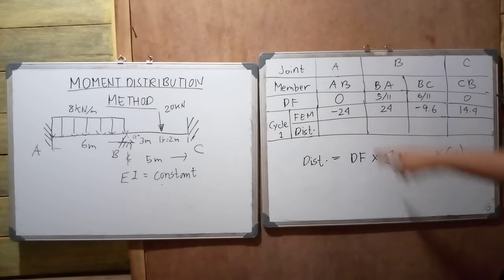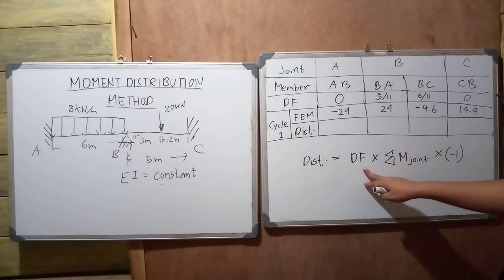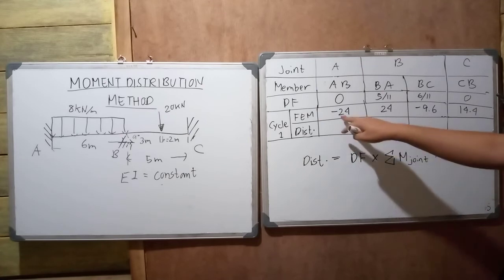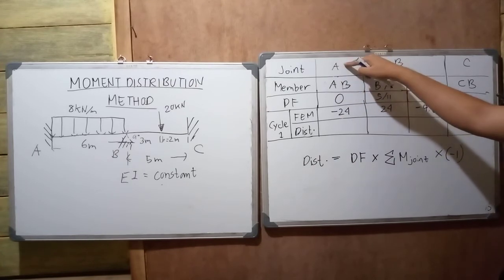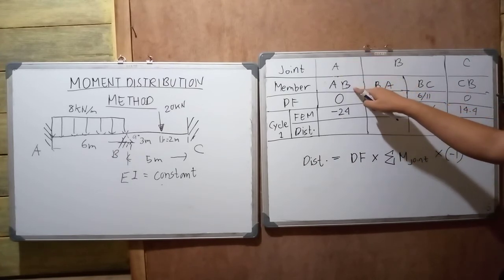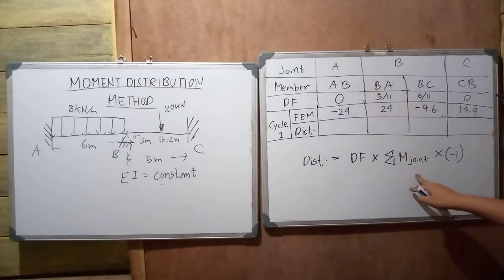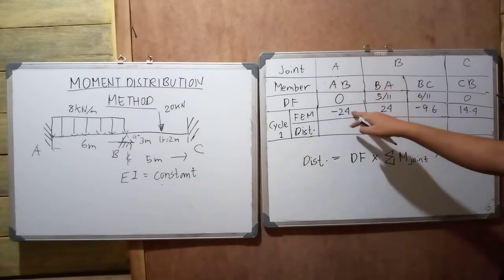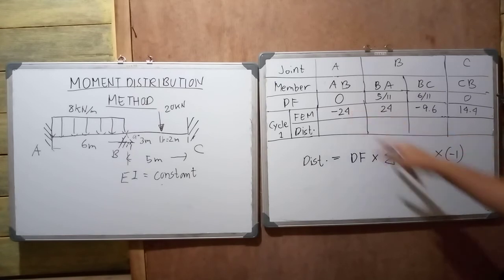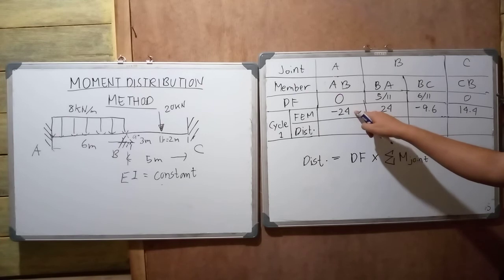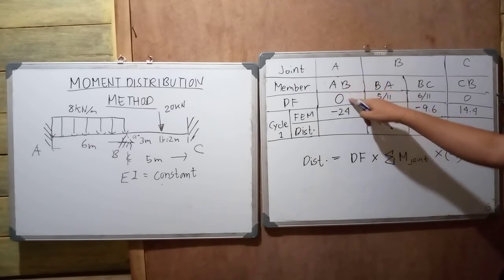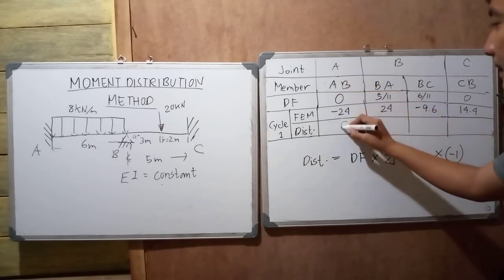Okay? So, here, the distribution factor natin is equivalent to, okay? Kasi dito na joint, at joint A, okay? Joint A lang, ito lang yung member niya, si member AB. So, therefore, ang isa-sum up natin is negative 24 lang. So, ang M joint natin is automatically negative 24. So, i-multiply mo by DF, which is 0, and times negative 1, so we have 0.